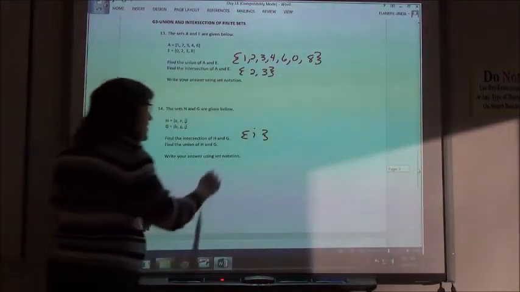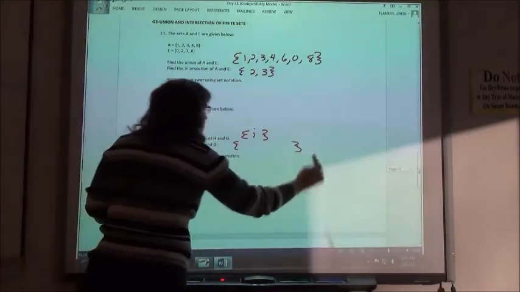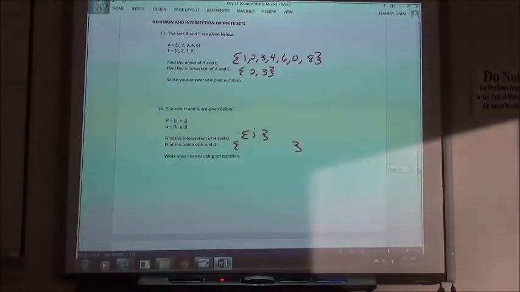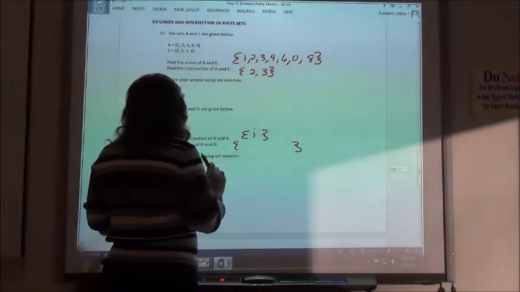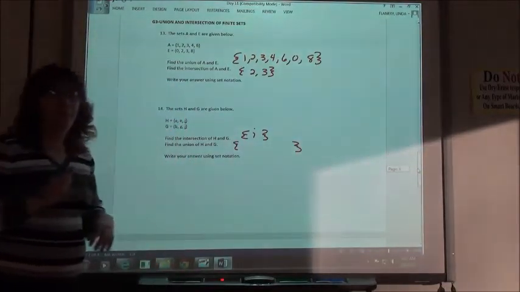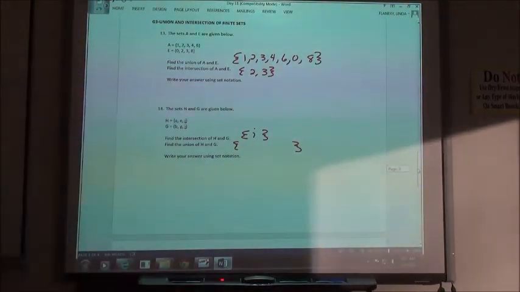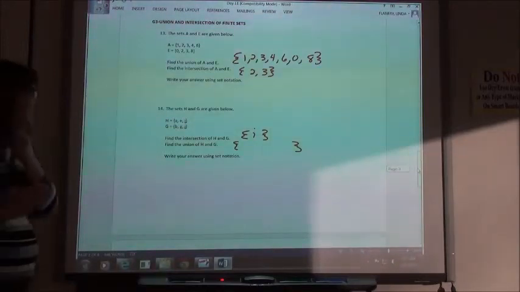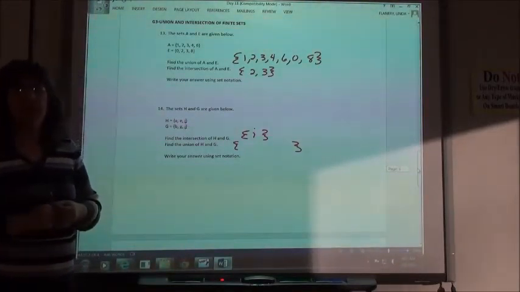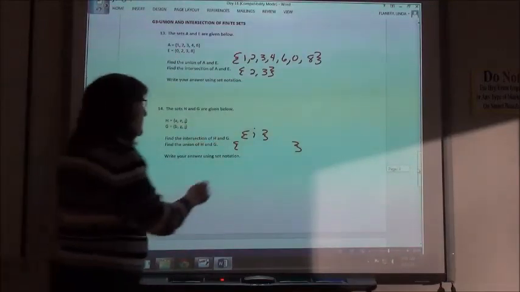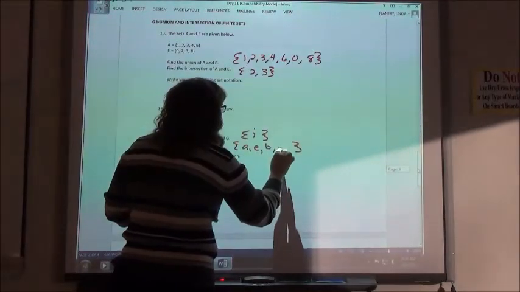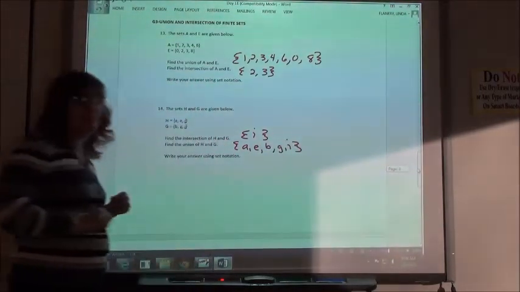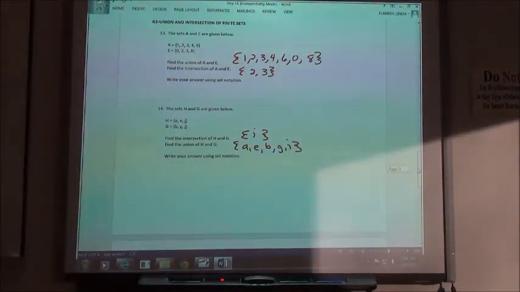The second one, find the union of H and G. So the union, I'm just making one big long set. I got more than that. I also have the I, right? The I is still in the list. So listing everything: A, E, B, G, and the I is also included in that list.